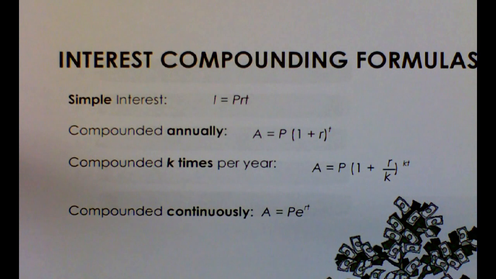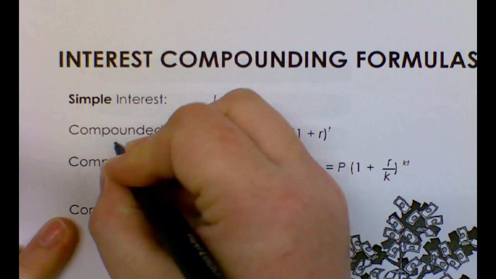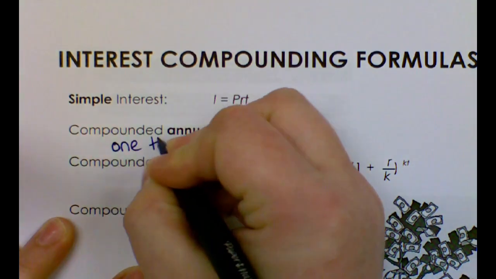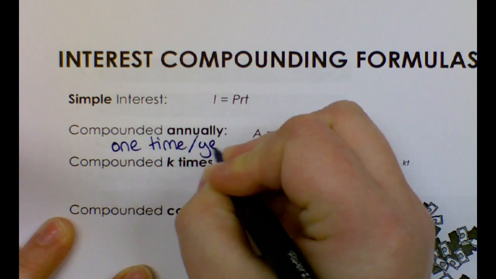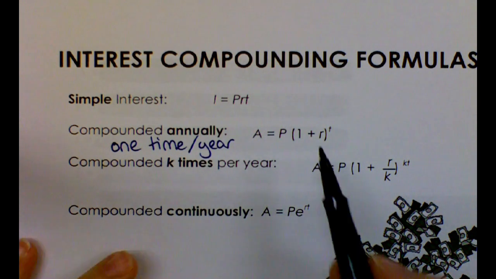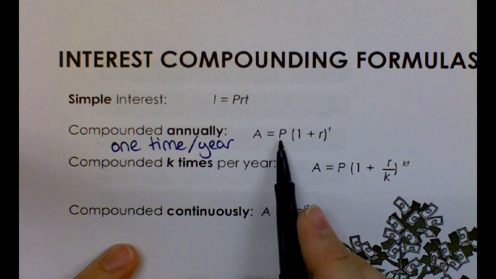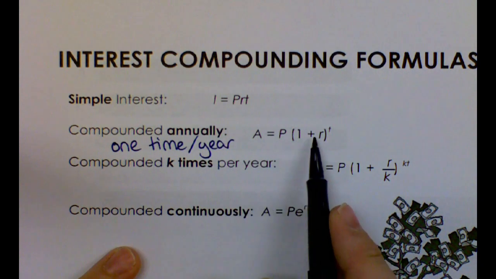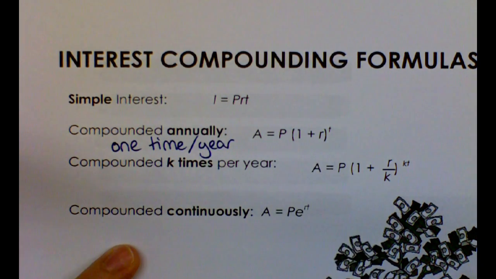If you compound annually, that means one time per year. And compounded interest means that you take your principal and any interest you've already earned, and you would get charged interest on all of that. Simple interest just gets charged interest on the principal. The principal is what you originally borrow. So for annually, one time a year, you take your principal times 1 plus r to the t power.